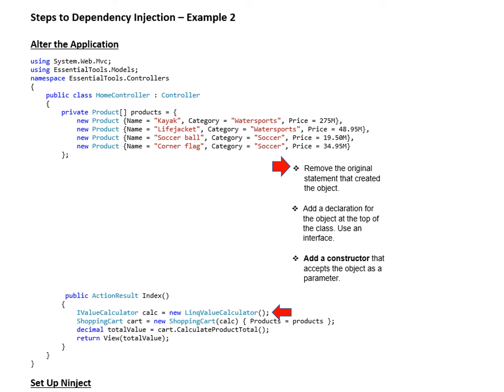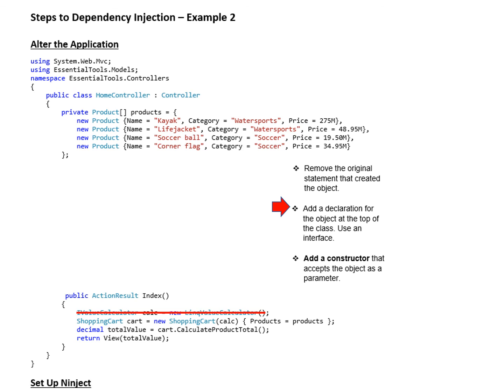This is the statement we want to get rid of, because we don't want our application to even be mentioning this LinqValueCalculator, because maybe there's another type of calculator we would want to bring in and use later. So we're going to get rid of that line. But then the next step is to add a declaration for the object at the top of the class.